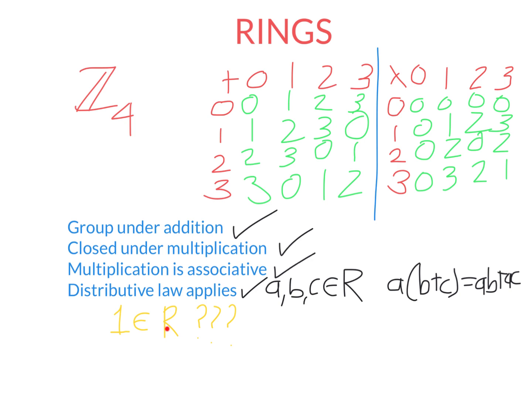I put this statement here because this one can be a bit confusing. Do rings need to include the multiplicative identity? Some textbooks say yes, some say no. I don't really mind which definition you use, but I just wanted you to be aware of it. Sometimes you'll be told that a ring must contain 1, the multiplicative identity, sometimes it won't be. But in any case, this set clearly contains the multiplicative identity 1. So Z4, the set of integers modulo 4, is clearly a ring.